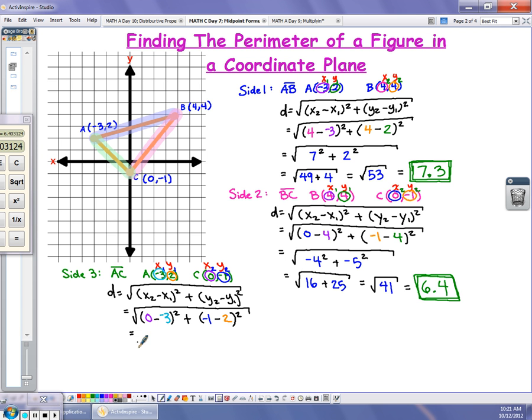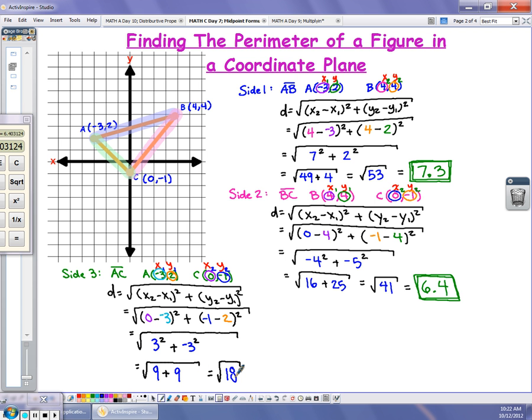We'll just go ahead and do the math now. 0 minus negative 3 will give me positive 3. We'll keep the squared. Plus negative 1 minus 2 will give us negative 3. We'll keep the squared. Three squared means 3 times 3, which gives us 9. And negative 3 squared means negative 3 times negative 3, which also gives us 9. We'll just add those two together, and we get the square root of 18.